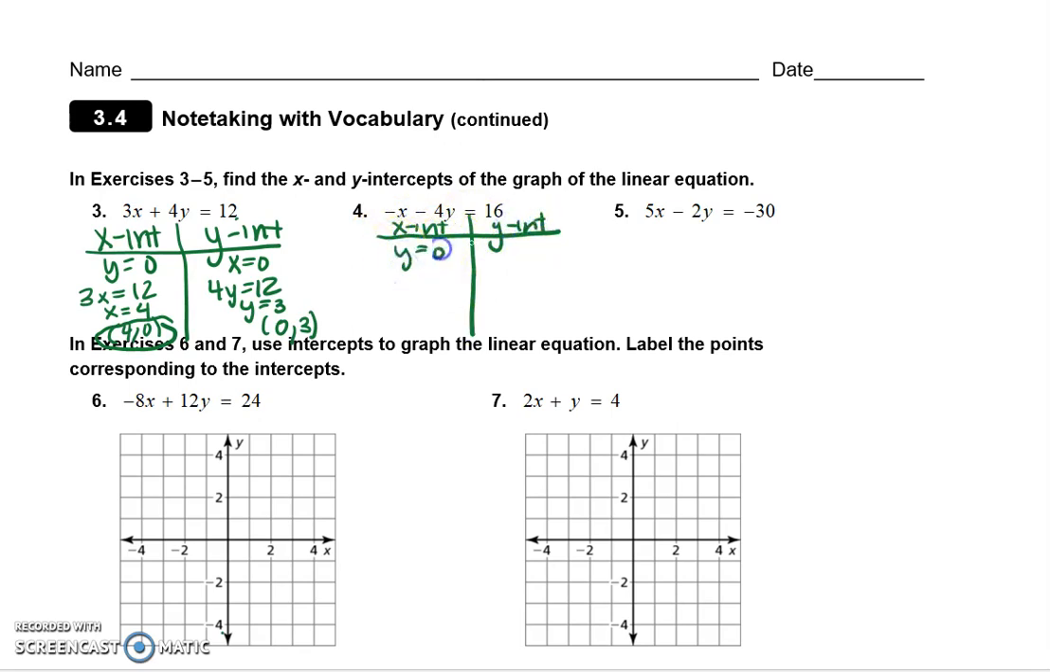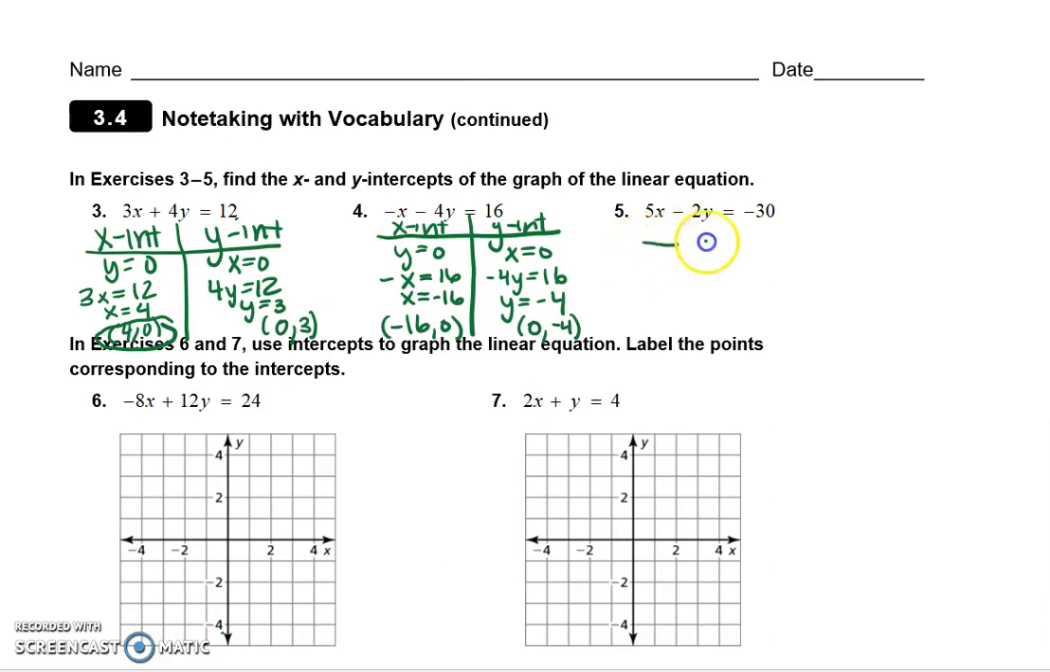The x-intercept, you set y equal to 0. So you are left with -x equals 16, which means x equals -16. So your x-intercept is -16, 0. Your y-intercept, you set x equal to 0. And if you set x equal to 0, be careful, you're left with -4y equals 16. Dividing both sides by -4 gives you y equals -4. So this is the point 0, -4. Same concept with number 5.